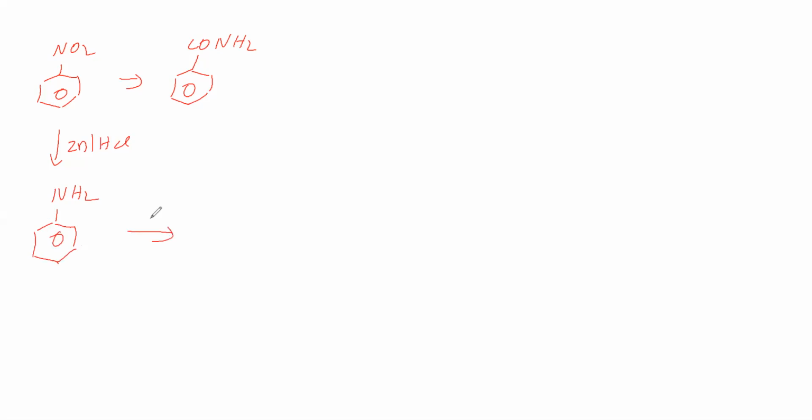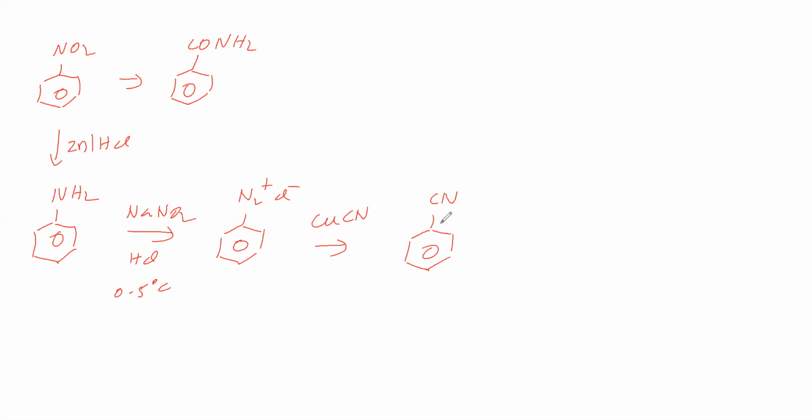Then this NH2 group is taken for diazotization with NaNO2 and HCl at 0 to 5 degrees Celsius. The NH2 group is converting into a diazonium group. Then this is treated with cuprous cyanide, so the diazonium group is converted into cyanide.